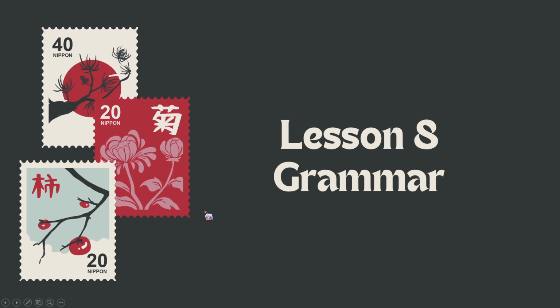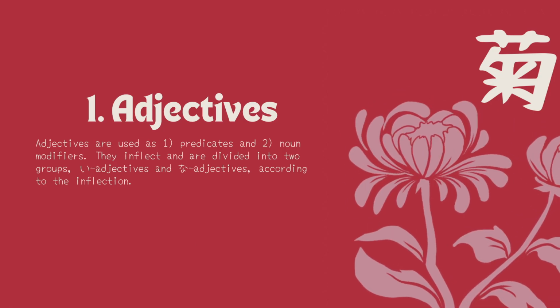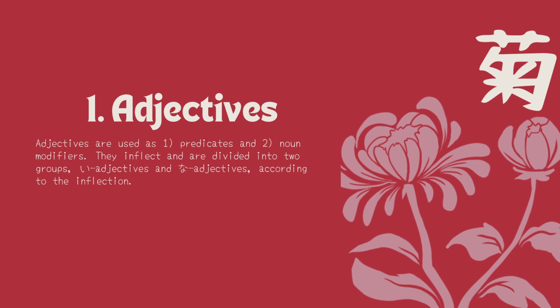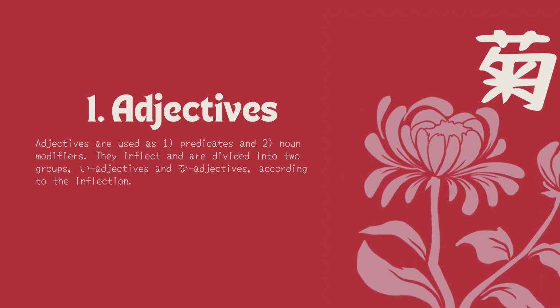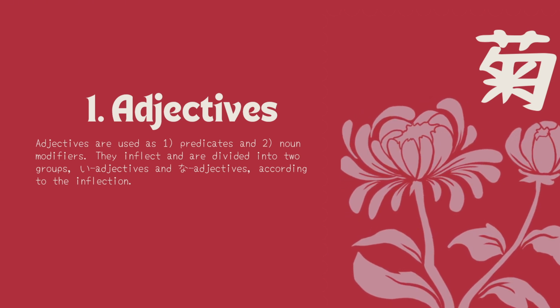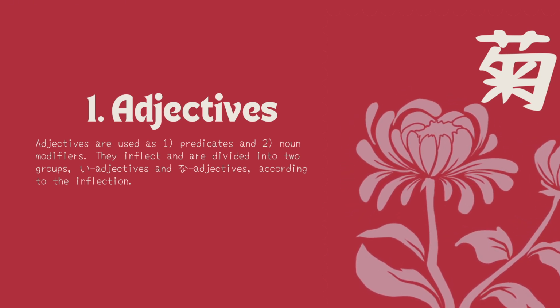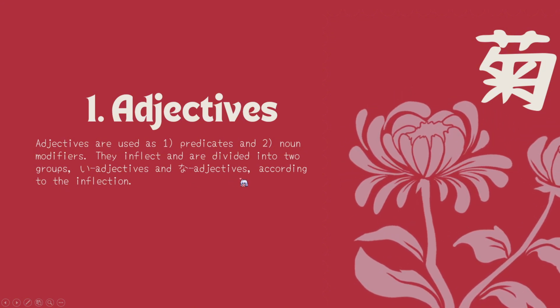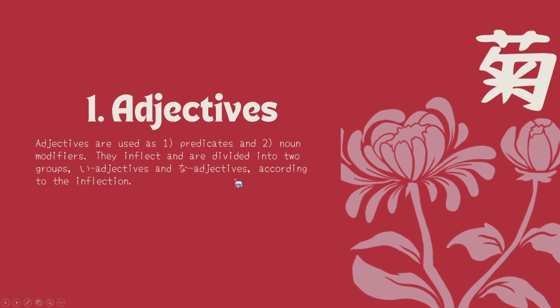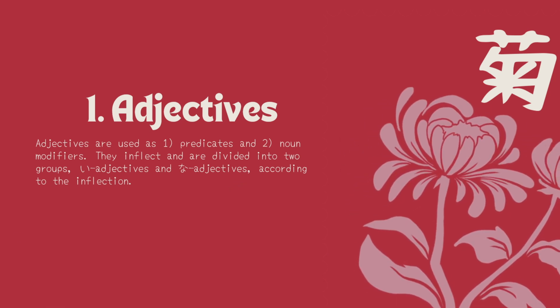Okay, so for lesson 8 grammar, of course, we're going to have adjectives. Adjectives are used as predicates and noun modifiers, and they inflect and are divided into two groups, e-adjectives and na-adjectives, as you can see here, according to the inflection. It depends on how they sound. If we want to be more concrete with our examples, let me just show you.